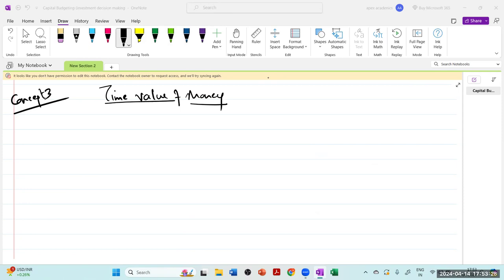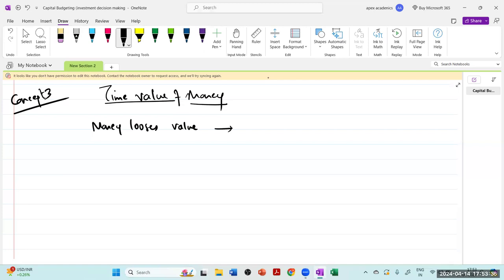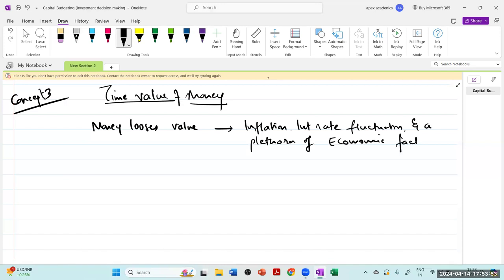Now see, what is the meaning of time value of money? Always remember one thing, money loses value. Why does money lose its value? Because of inflation, interest rate fluctuation, and a plethora of economic factors. Money loses value because of this.